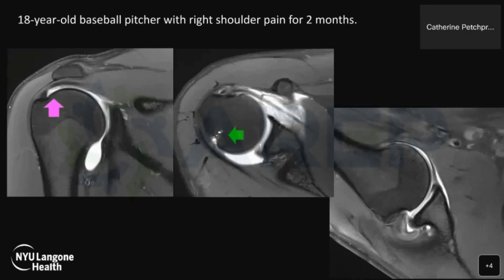We also see reactive subcortical cysts in the humeral head at the site of impingement and a tear of the posterosuperior labrum. On the ABER view, we can see impingement of the rotator cuff and posterosuperior labrum between the humeral head and glenoid rim, as well as subtle articular side fraying of the tendon and tearing of the posterosuperior labrum.